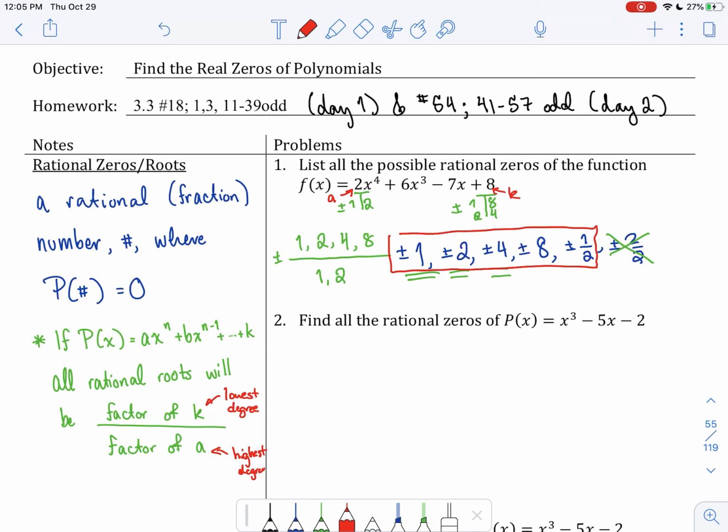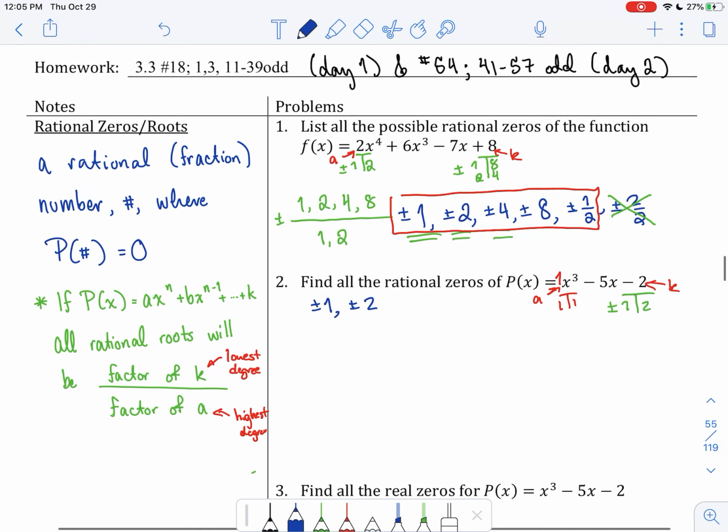Now, that's a lot of numbers to test. So when it asks in number 2, find all the rational zeros of p of x, it's a much smaller amount because I know that here my a is equal to 1, so all my denominators are going to be 1. And here k is negative 2. So we're just looking at 1, 2, positive or negative. My possible answers are plus or minus 1 over 1 or plus or minus 2 over 1. Factors of k over factors of a.